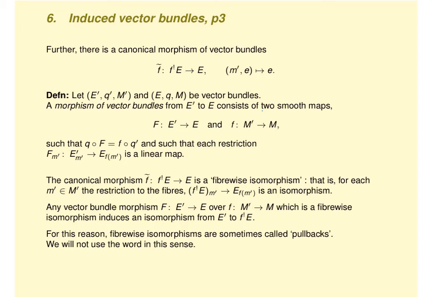So, properties. First, there's a canonical morphism from the induced vector bundle back down to E. And I'm denoting this by F tilde. This is just a notation that I've used. It's not a standard notation, but it's a reasonable notation to use. And it's simply the projection onto E. And that's certainly fibre-wise a linear map, and it's certainly a smooth map, and everything is fine. That's a good vector bundle morphism over F. The induced vector bundle, of course, is over M prime, and E is over M. So this is the first example of a morphism of vector bundles which does not preserve the base manifold.